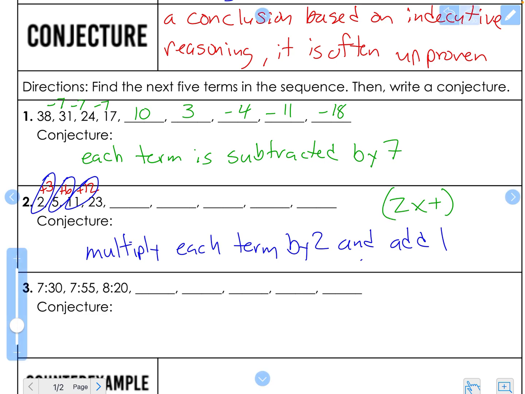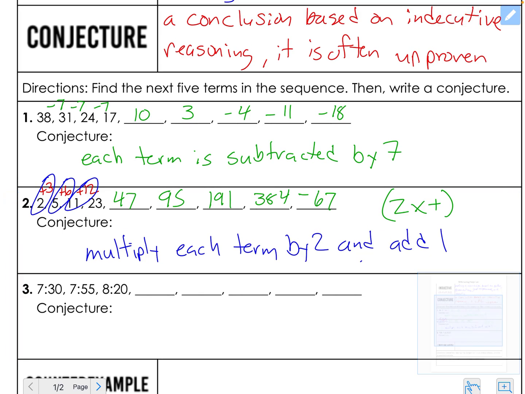So 23 times 2 would be 46, plus 1 would be 47. 47 times 2 plus 1 would be 95. 95 times 2 plus 1 would become 191. 191 times 2 plus 1 would be 383, and then the next would be 767, and so on and so forth. So again, using the information we have, we've got to find and develop a pattern.